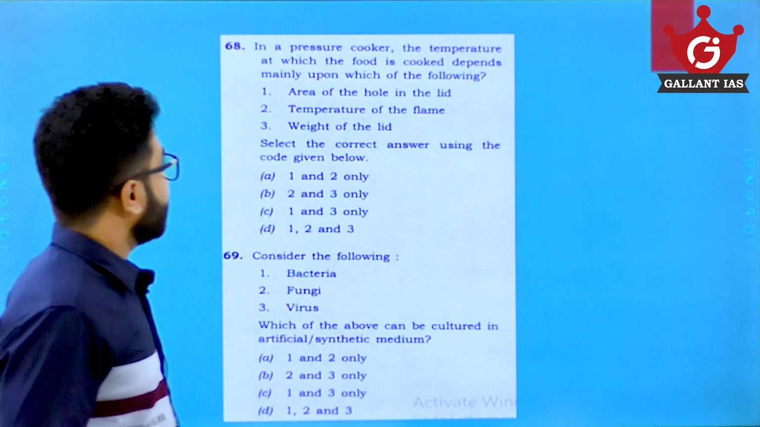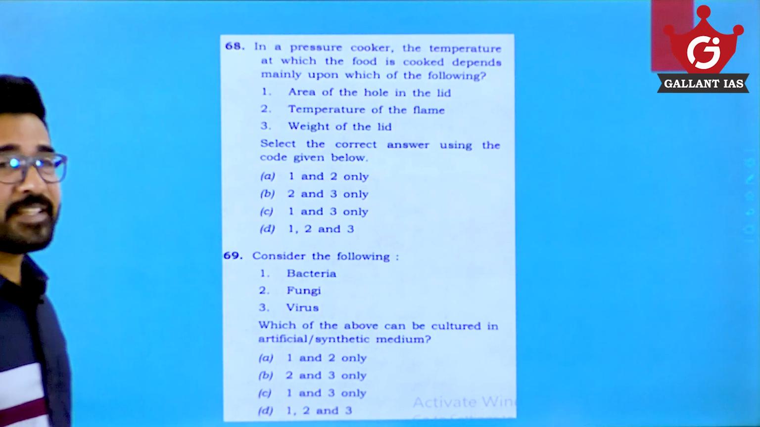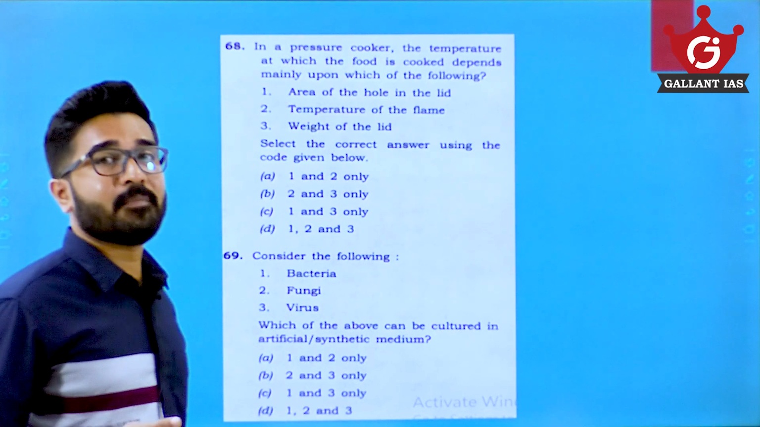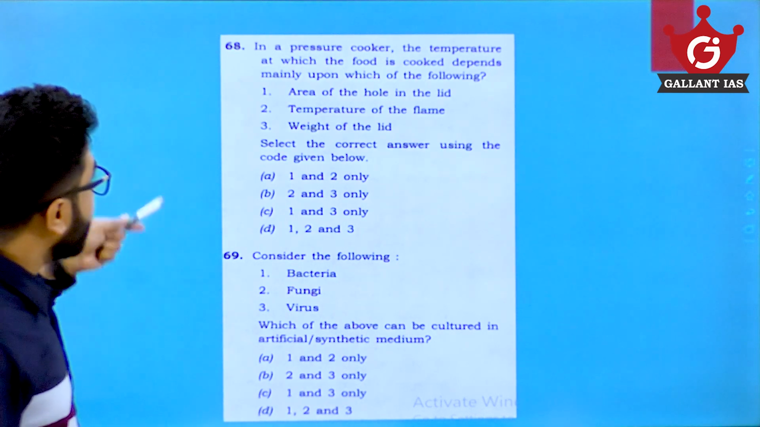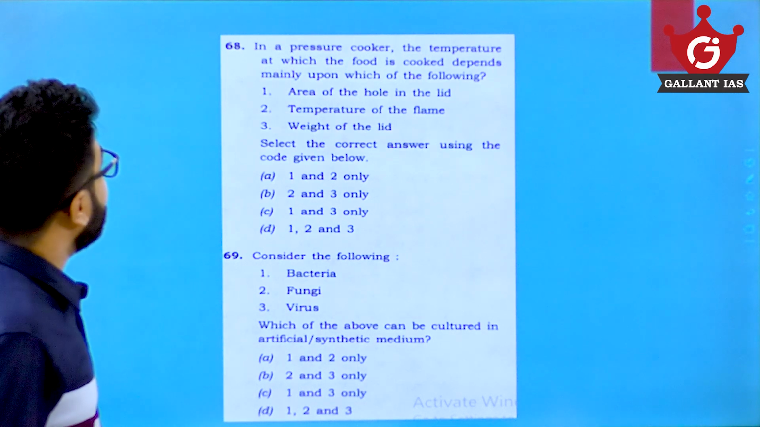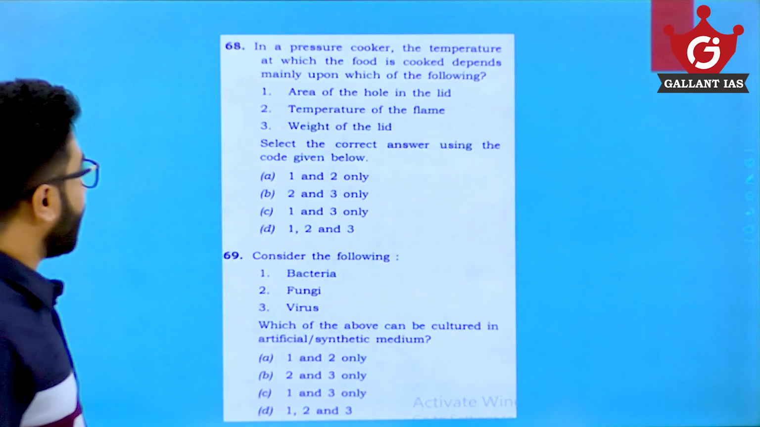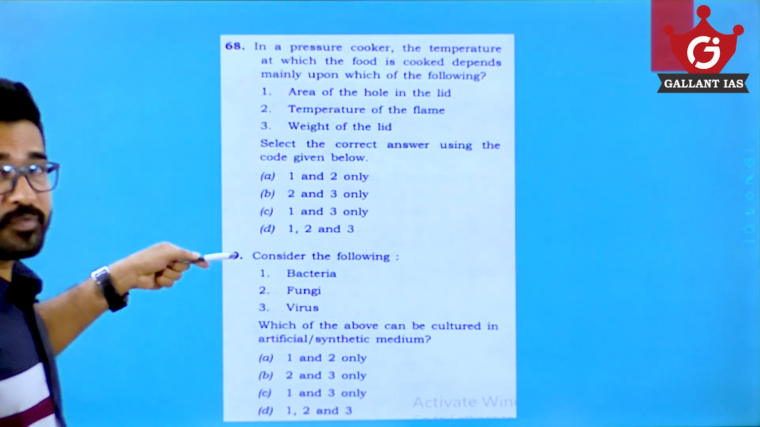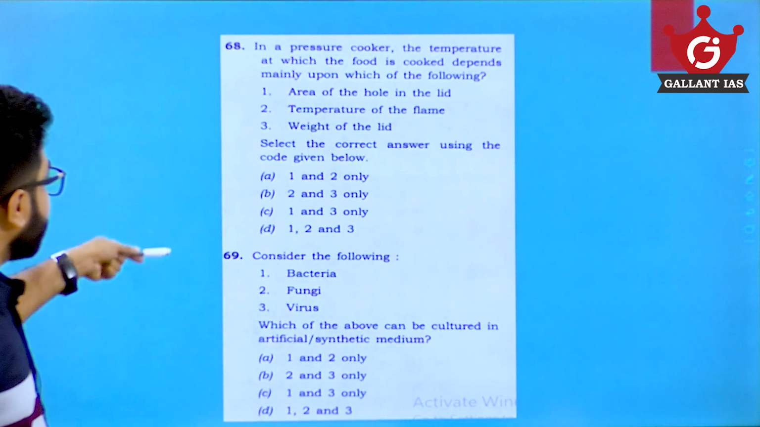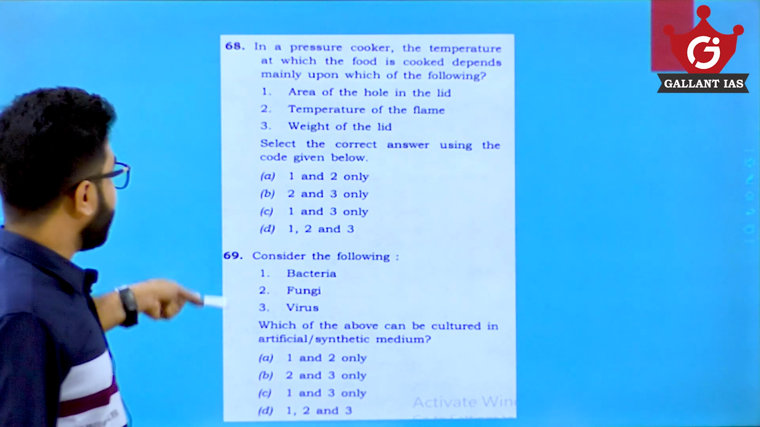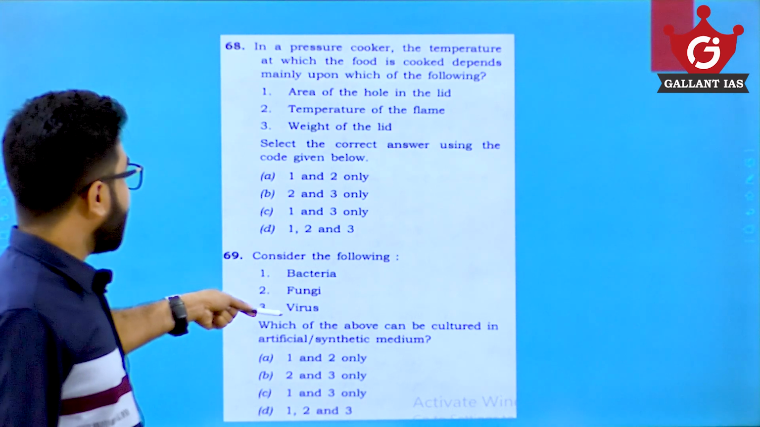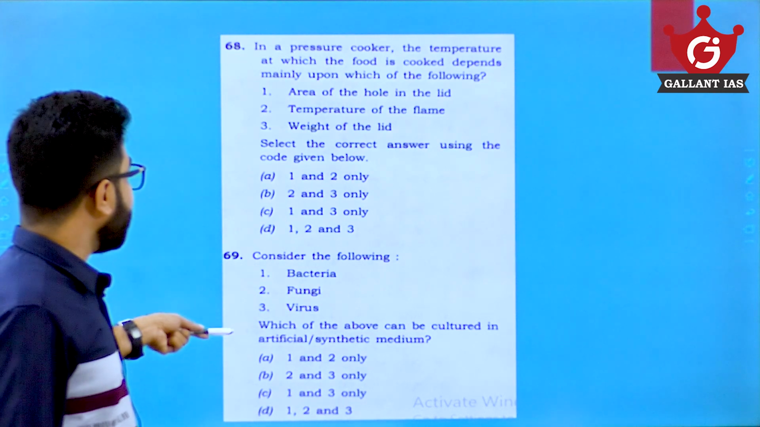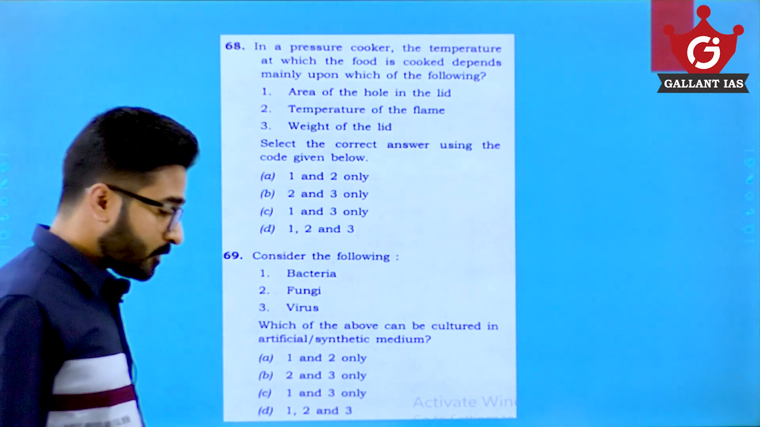Then, a pressure cooker question. Now this is a basic kind of question which is normally asked from NCERTs. In a pressure cooker, the temperature at which the food is cooked depends mainly upon which of the following? Area of hole in the lid, temperature of the flame, weight of the lid. Now another question. Consider the following: bacteria, fungi, virus. Which of the above can be cultured in an artificial or synthetic medium?